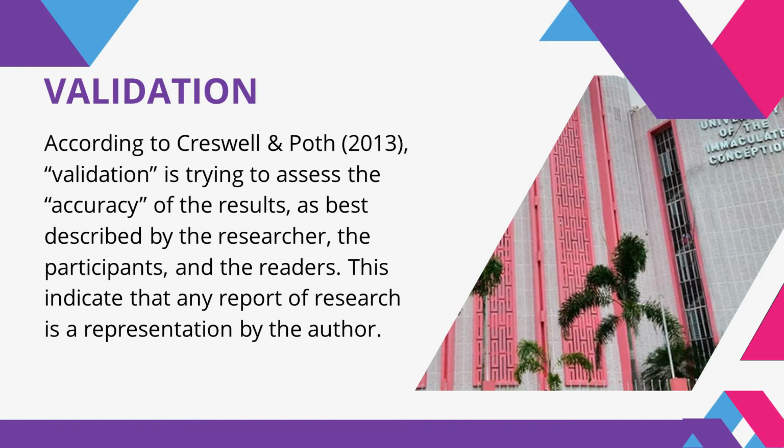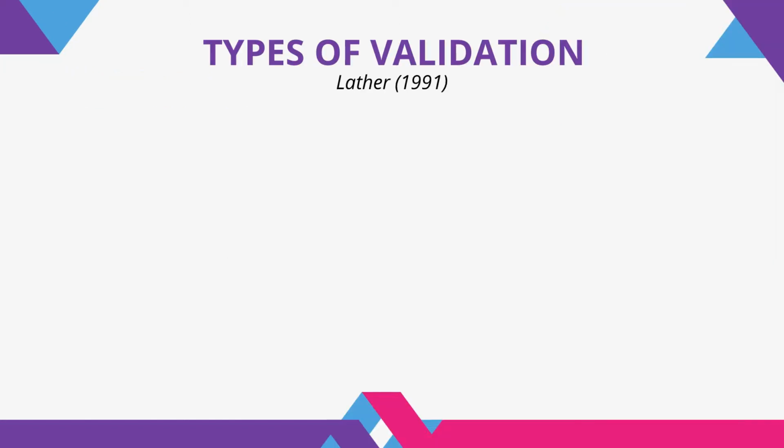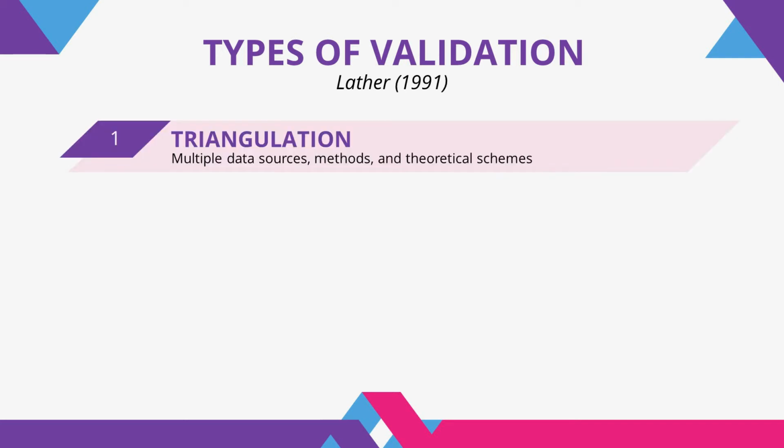According to Creswell and Poth in 2013, validation is trying to assess the accuracy of the results as best described by the researcher, the participants, and the readers. This indicates that any report of research is a representation by the author. Lather in 1991 identifies 4 types of validation. Number 1, triangulation, where multiple data sources, methods, and theoretical schemes are considered.